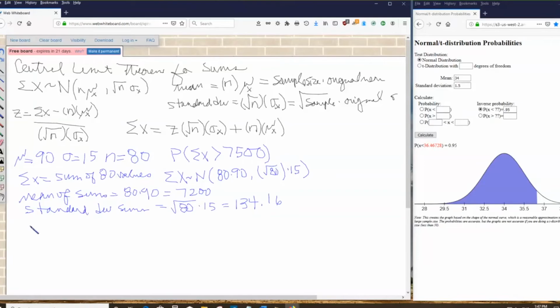And the sum of the 80 values, so we have x, we want to know if it's going to be greater than 7,500. So then I'm going to come back here to my online calculator. I'm going to put in a mean of 7,200.